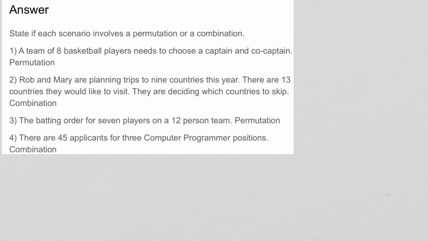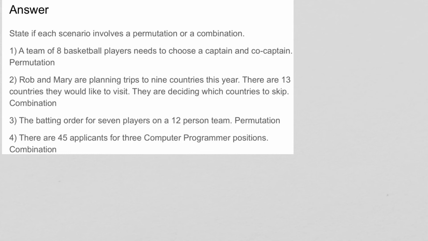Okay, so here are your answers. Number 1 is definitely a permutation because they're choosing positions, captain and co-captain, for order. Number 2, they're deciding to choose 9 countries from the 13. No order for that one. That's a combination. The third one, because they need a batting order of the 7 players, again order is important, permutation. And the last one, number 4, choosing applicants for a computer programming position. There is no order there from the 45.